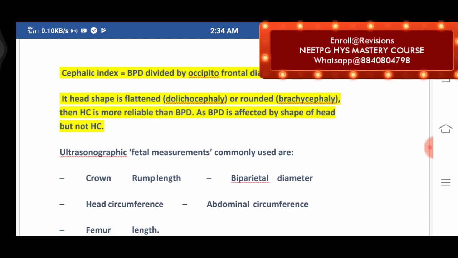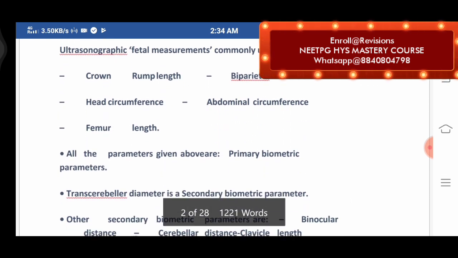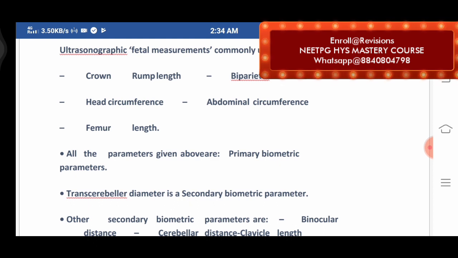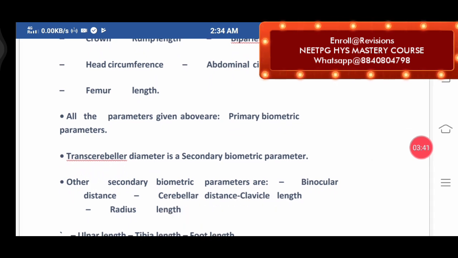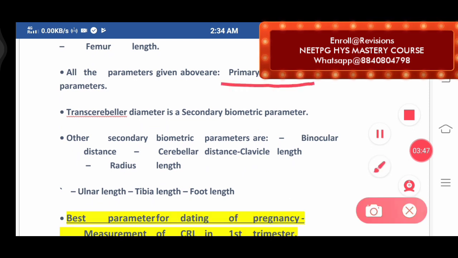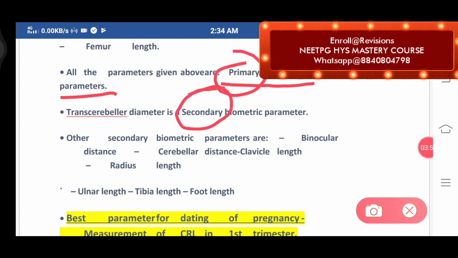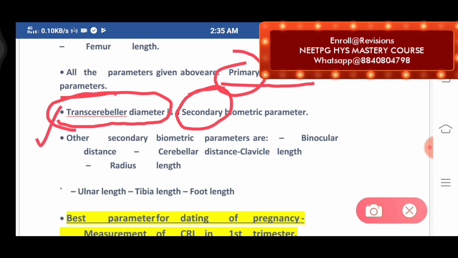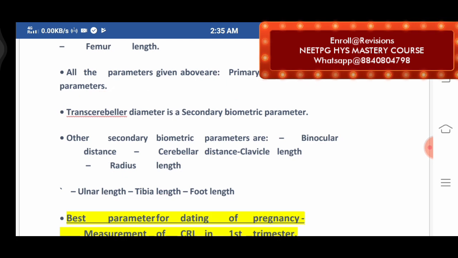So if I ask you, what are the ultrasonographic fetal measurements commonly used? It is crown rump length, biparietal diameter, head circumference, abdominal circumference, femur length, etc. These parameters are the primary biometric parameters. If there is primary, there must be something called secondary. So what are the secondary biometric parameters? Like transcerebellar diameter, you have to only remember the name. Others like binocular distance, cerebellar distance, clavicle length, radius length, ulna, tibia, foot, and these lengths.